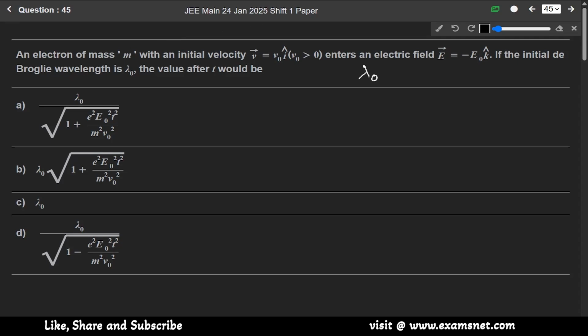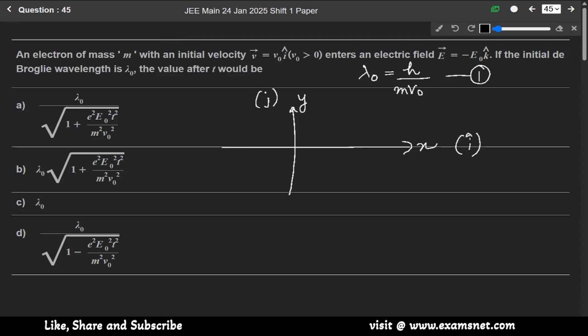We know that according to de Broglie wavelength, lambda naught will be equals to h over m v naught. Let us say this is equation number 1. And now it is given that this is x-axis and this is y, means here i cap and here j cap. So a particle, let us say it is starting at t equals to 0 second, and this is z direction, and E equals to minus E naught k cap means the electric field is into the plane of the paper, so the force will act in this direction and the electron will travel a path like this.